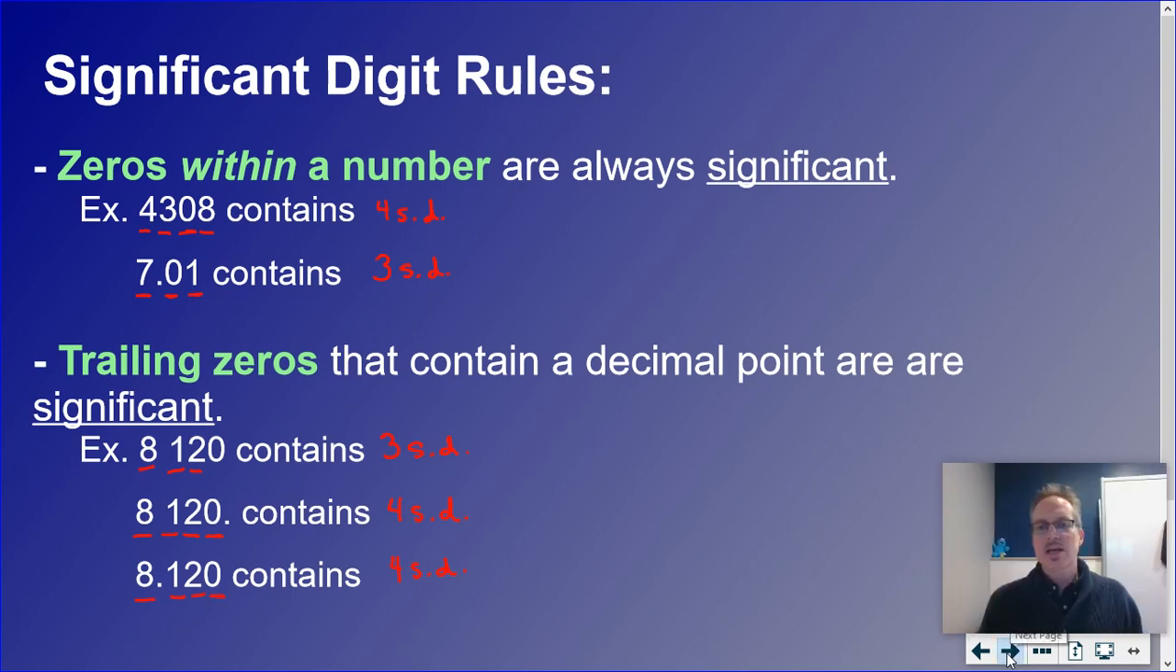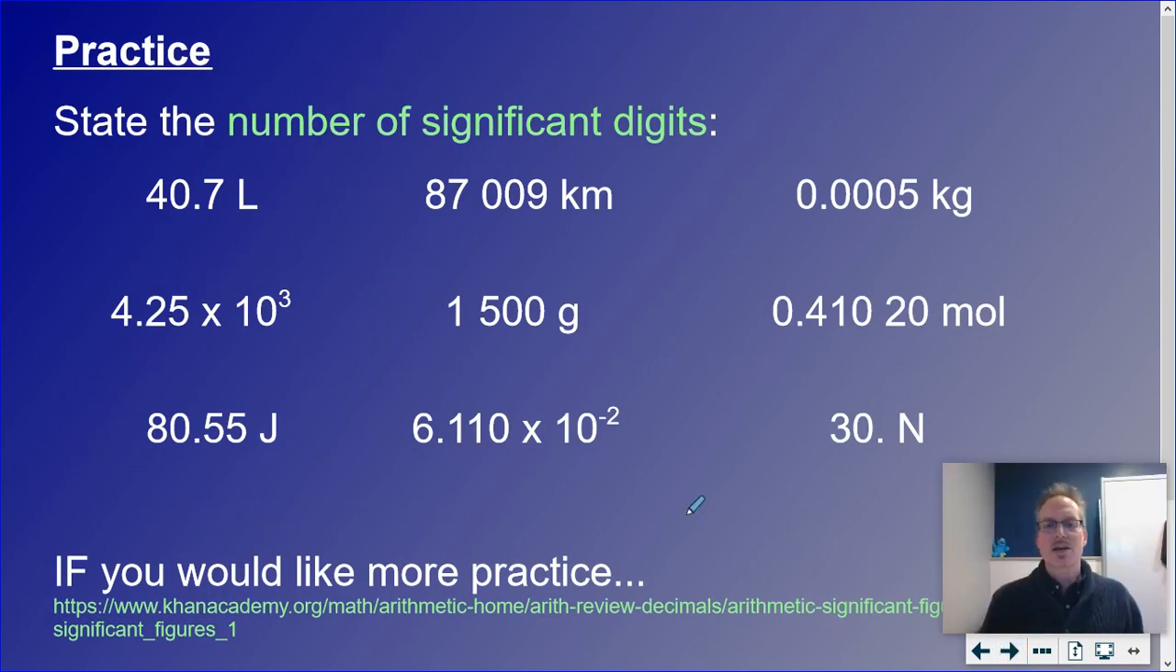So here's what I would like you to do. I would like you to pause the video. I would like you to copy these 9 examples into your notes, and write down what the significant digits are of each of these 9. When you are ready, unpause the video, go back and check your answers with me as I work through these. Pause the video now.